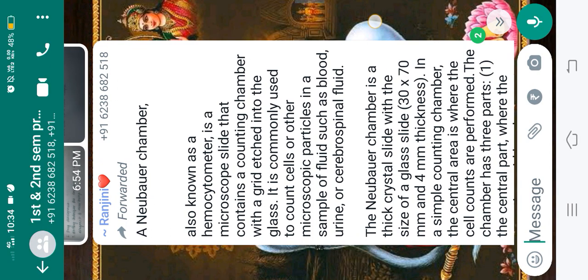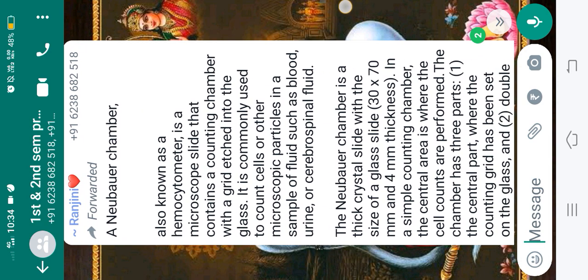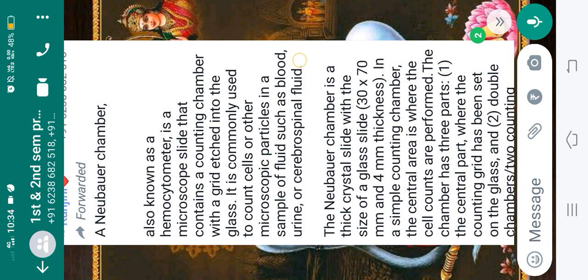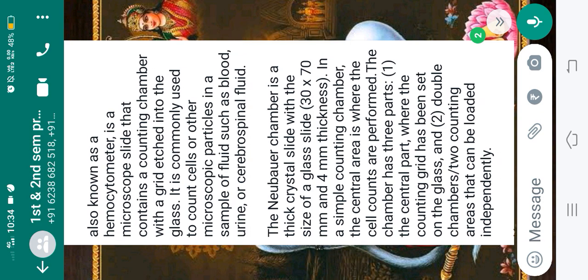Now notice the Neubauer chamber, also known as a hemocytometer. It is a microscope slide that contains a counting chamber with a grid etched into the glass. It is commonly used to count cells or other microscopic particles in a sample of fluid such as blood, urine, or cerebrospinal fluid. The Neubauer chamber is a thick crystal slide with a glass slide 30 by 70 mm and 4 mm thickness. The central area is where cell counts are performed. The chamber has three parts: the central part and the counting grid.